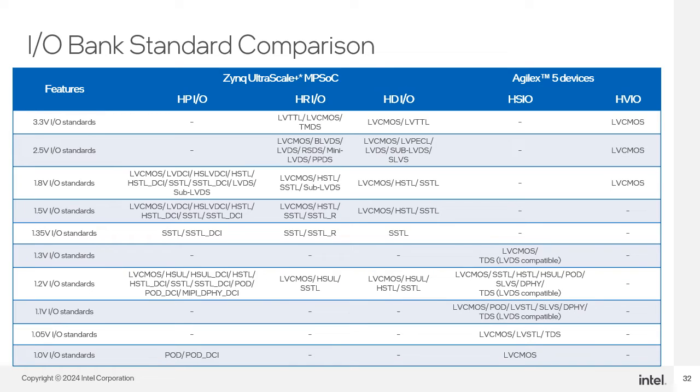This table provides a comparison of the I/O standard support across different bank types in Zynq UltraScale Plus and Agilex 5 devices. Each I/O standard has its individual voltage and feature supports. Ensure that you redesign your voltage supplies and I/O placement when migrating from Zynq UltraScale Plus to Agilex 5 devices.